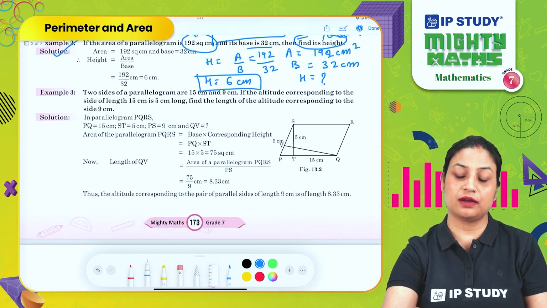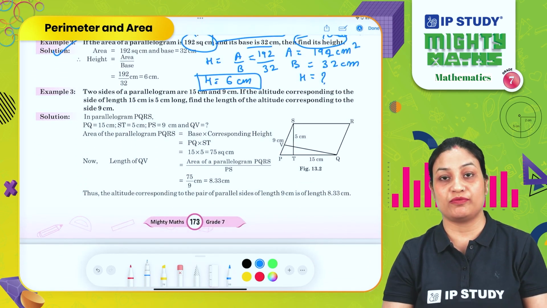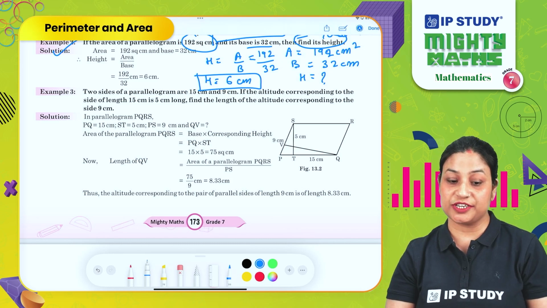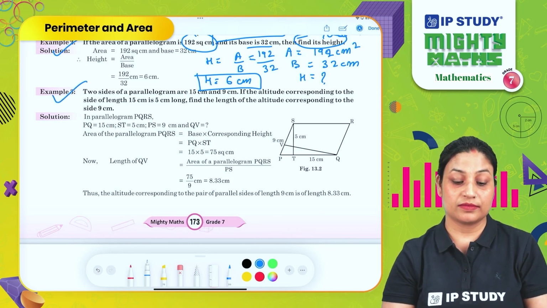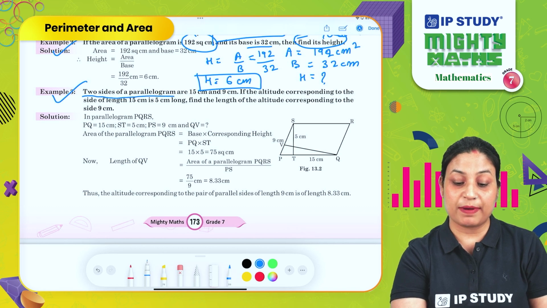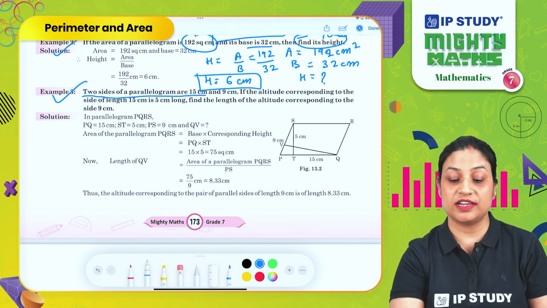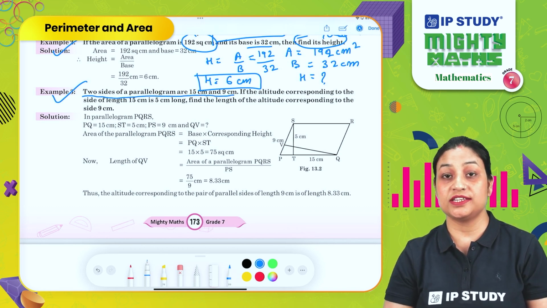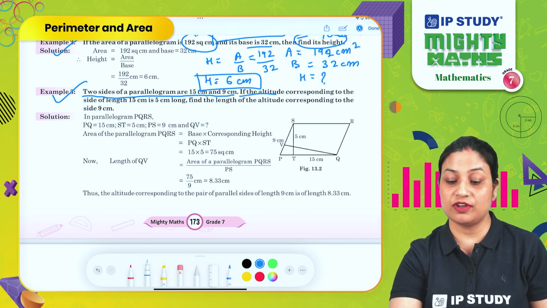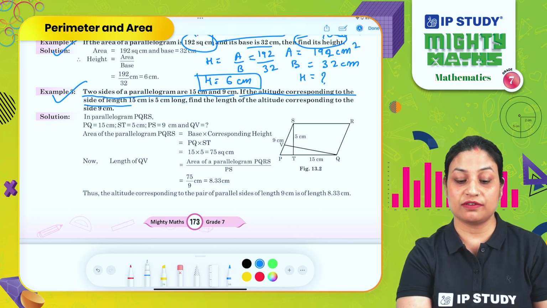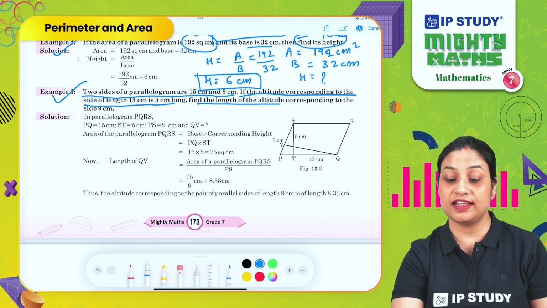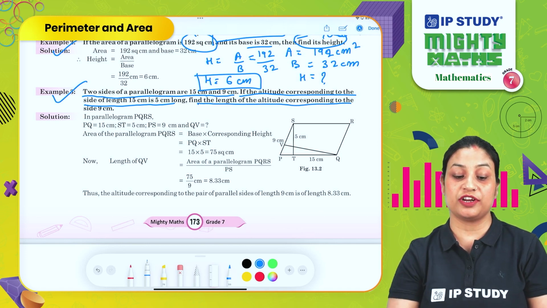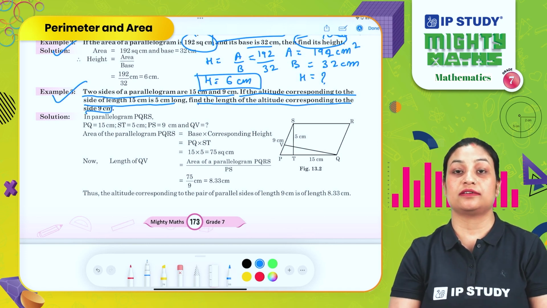So I hope this example is clear to you. Now let me take one more example, a different type of question. So let's read the question together. Two sides of a parallelogram are given. One is 15 centimeter and another one is 9 centimeter. If the altitude corresponding to the side of length 15 centimeter is 5 centimeter long, find the length of the altitude corresponding to the side 9 centimeter, right?